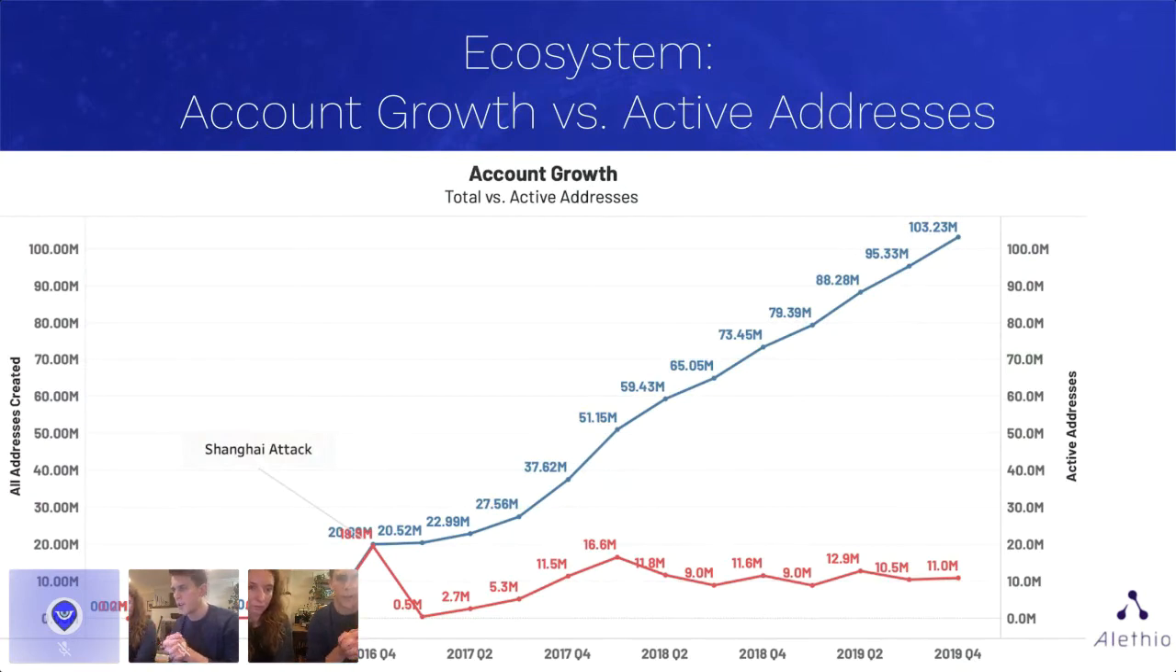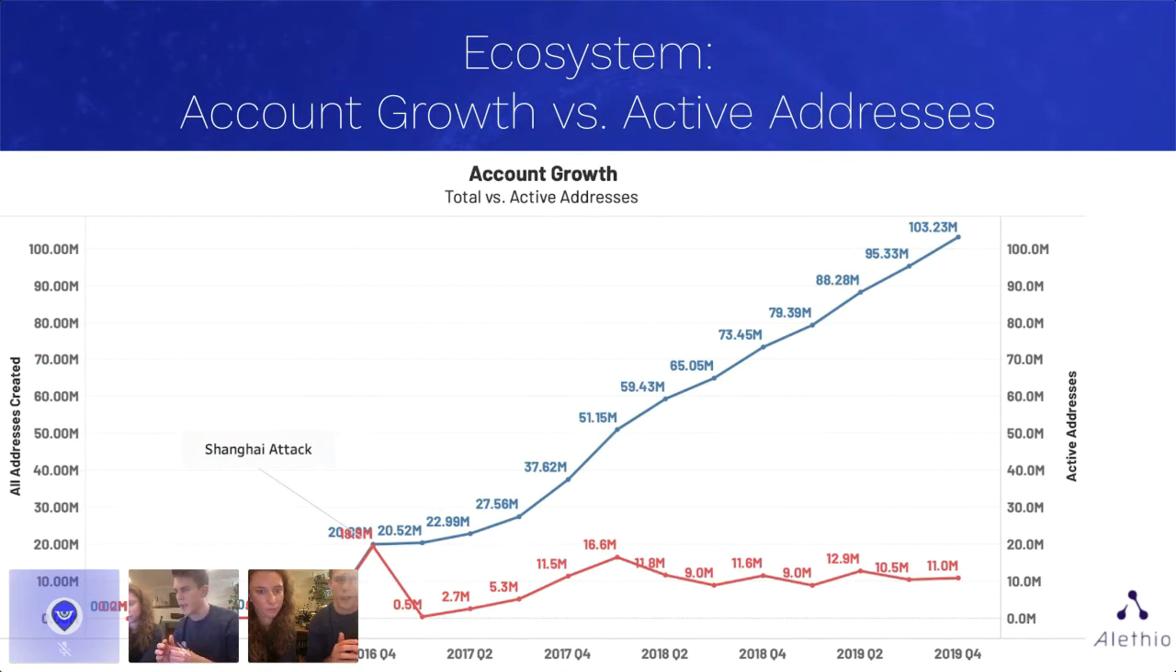The blue line shows the growth in all addresses created on the network over time. And the red line shows the number of active addresses over time. The way that we're defining active addresses is the number of distinct addresses that have transacted or made a contract call at least once within that quarter. And as you can see, that's noted there, that spike in 2016 was the Shanghai attack during DevCon 2 in China, which is just an interesting blip in the data.